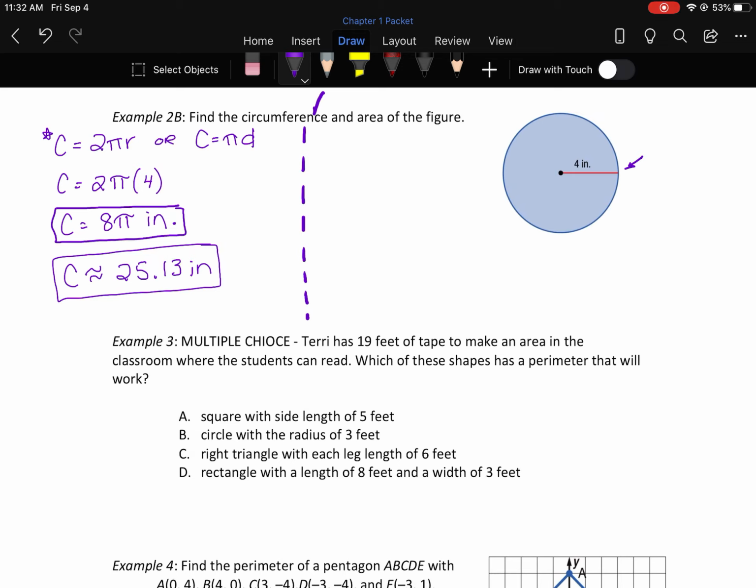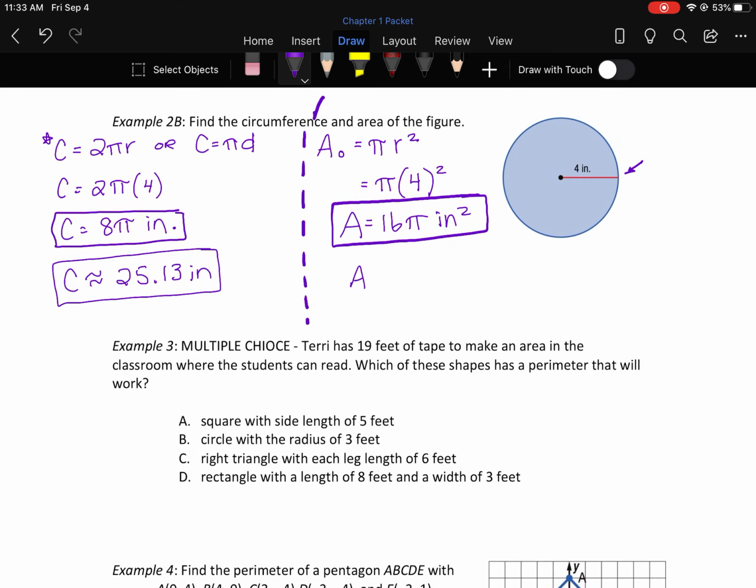Now let's take a look at area. The area of a circle is pi times the radius squared. So I'm going to take pi times the radius, which is 4, squared. So we get 16 pi inches squared. Remember, anytime we look at area, it's in square units. But if we wanted an estimate, we would get the area is approximately 50.27 inches squared, or square inches.